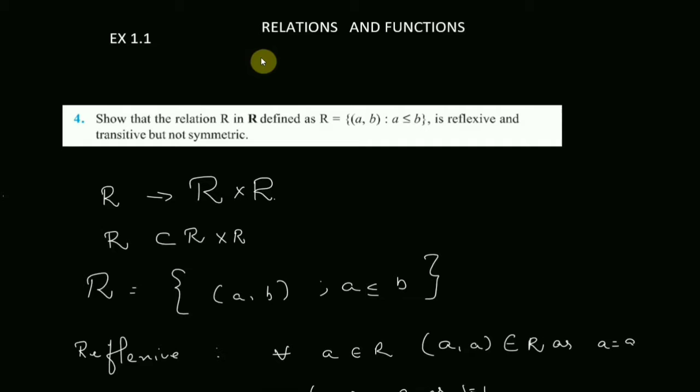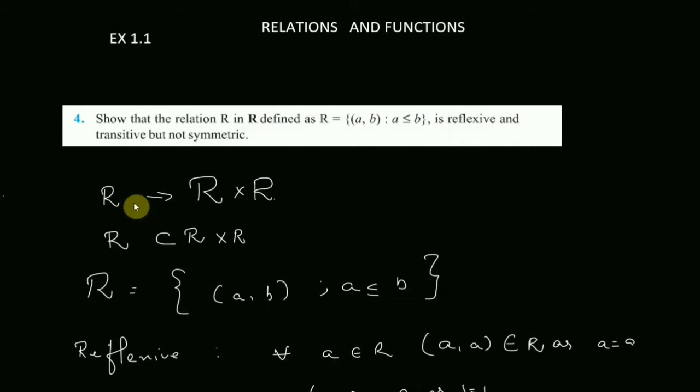Hello students, today we'll do exercise 1.1 question number 4 from the chapter relations and functions. Show that the relation R in the set of real numbers defined as R = {(a, b) : a ≤ b} is reflexive, transitive but not symmetric.